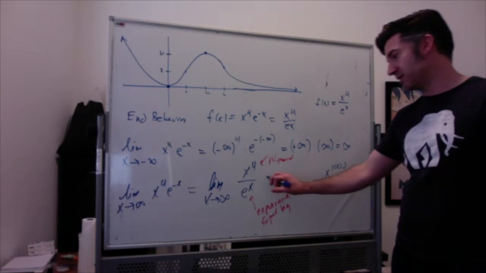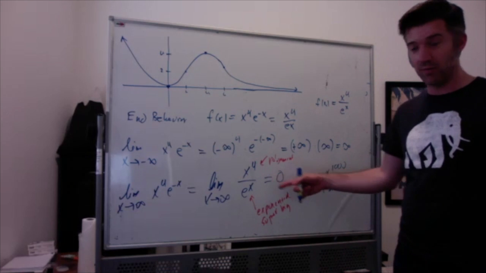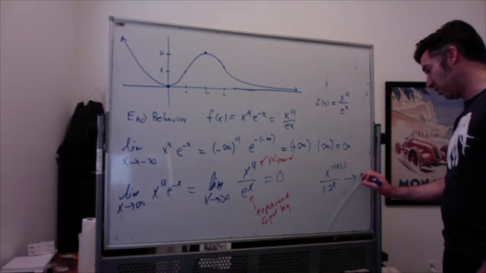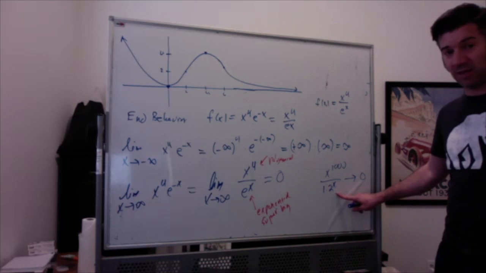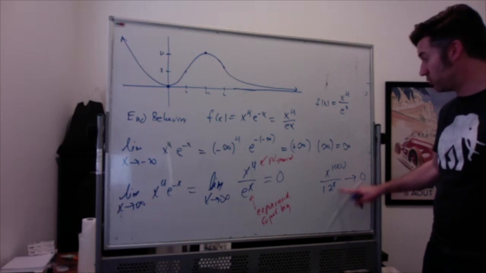So what I'm trying to say is that this limit is 0 because the denominator is much larger than the numerator. In the same way, this limit would also be 0 because the denominator eventually, as x goes to infinity, is much larger than the numerator.